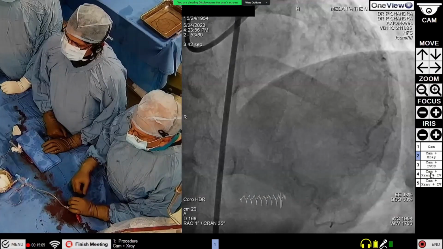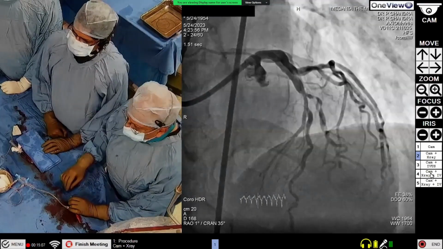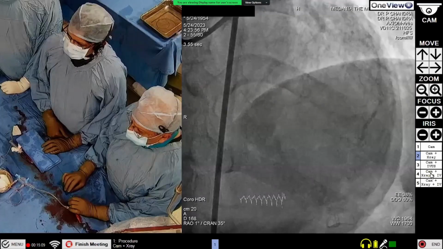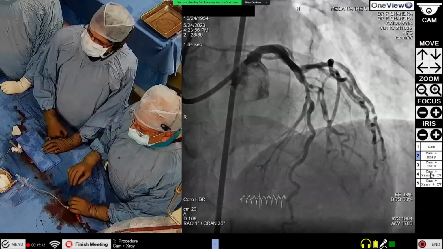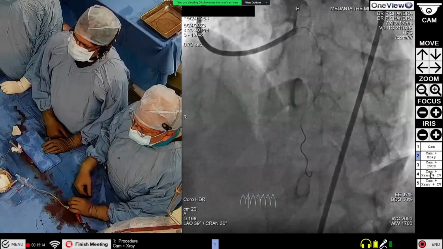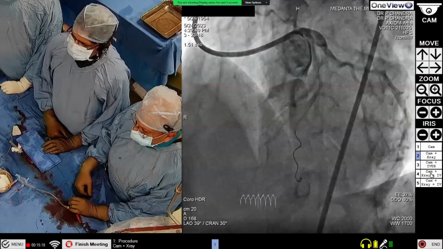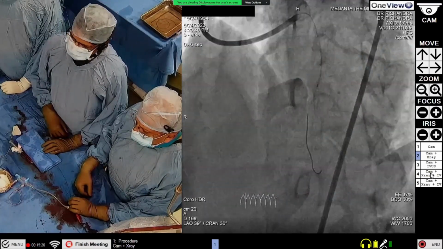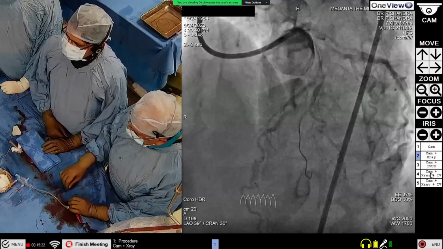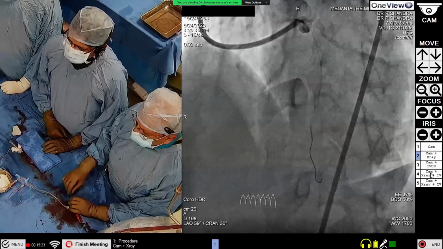So the plan is that we dilate both the lesions with a cutting balloon to cause minimal intimal injury, and then look at the IVUS of the main vessel to see how much calcium there is. If calcium is significant, we will discuss calcified lesion angioplasty in detail during the discussion, and then decide what the best plan is.